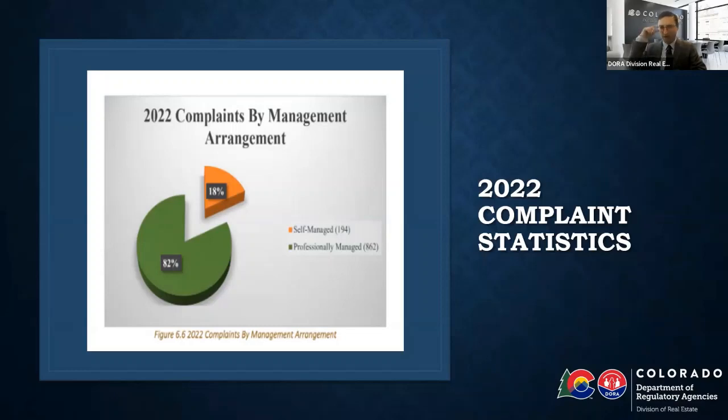82% of all complaints received were about an HOA that is, in quote, professionally managed. Professionally managed would entail contracting out certain services like landscaping or accounting, for example, versus 18%, which were about an HOA that is self-managed, or the HOA manages and operates the association itself.